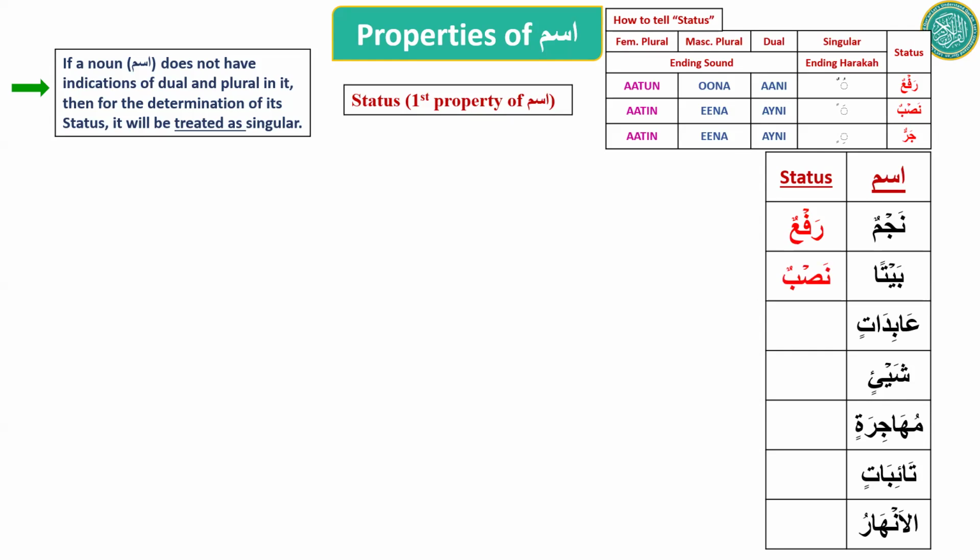Abidatin. Nasab or Jar. Very good. Ending sound. Shay'in means a thing. Jar. Brother Musab Ilyas. Jar. Ending haraka or ending sound? Ending haraka. Very good.